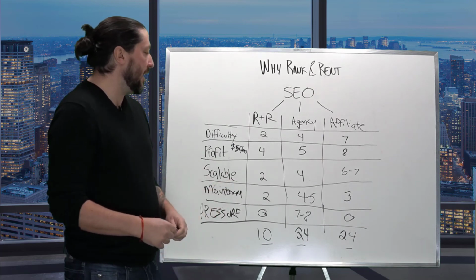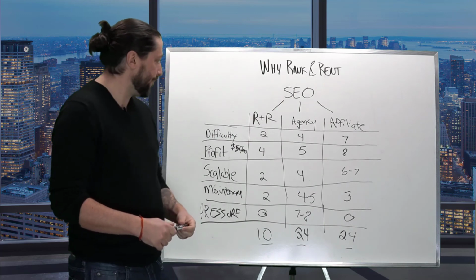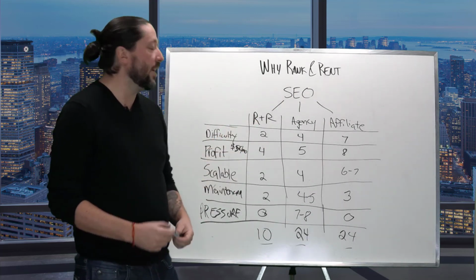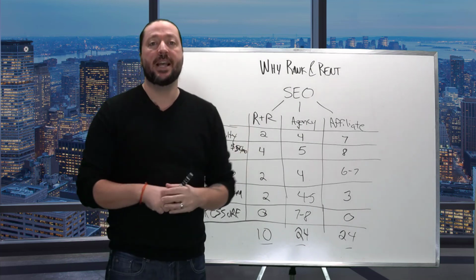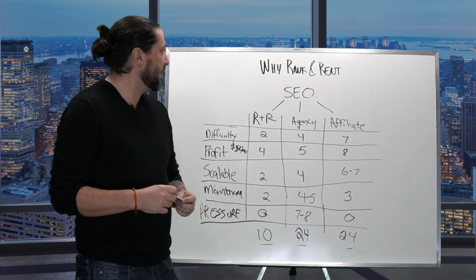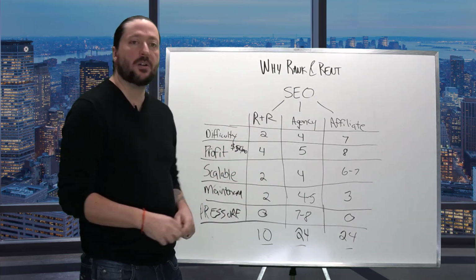So this is why, guys, out of everything I've done, and I've done affiliate marketing, I still actually do a little bit of it, I really think Rank and Rent is the best model, especially if you're just a beginner. So that's going to be it for this video. Hopefully you guys get my point here and you see why I like this model so much.